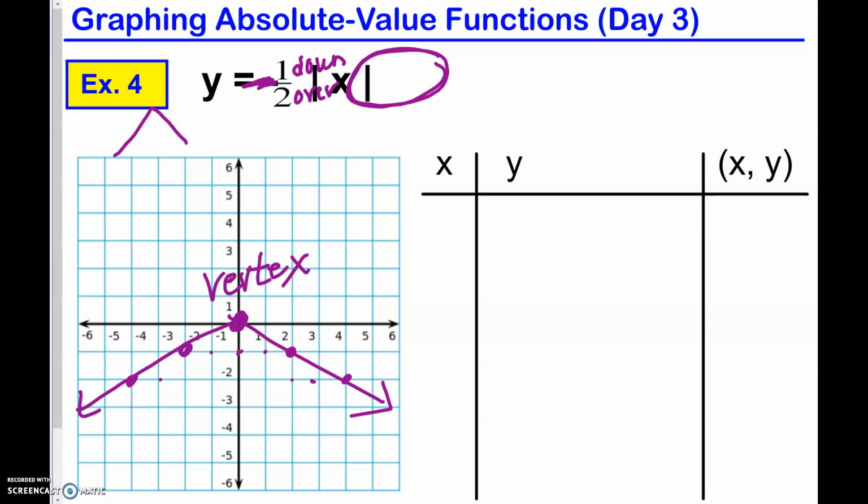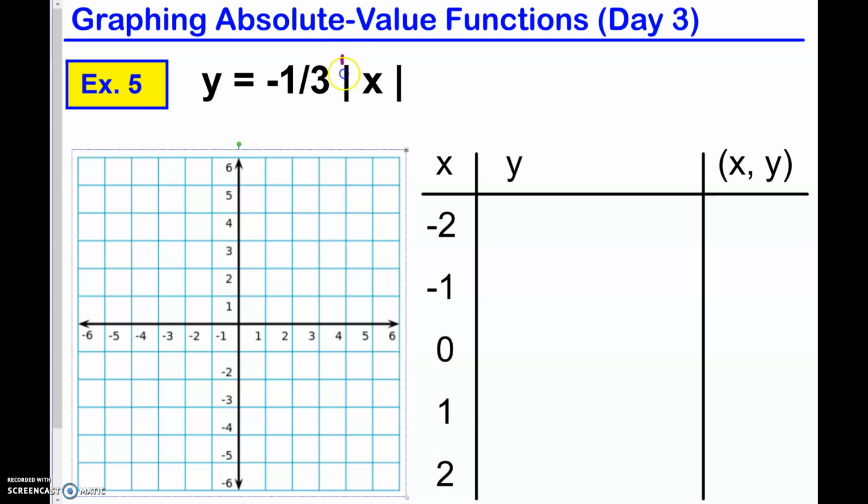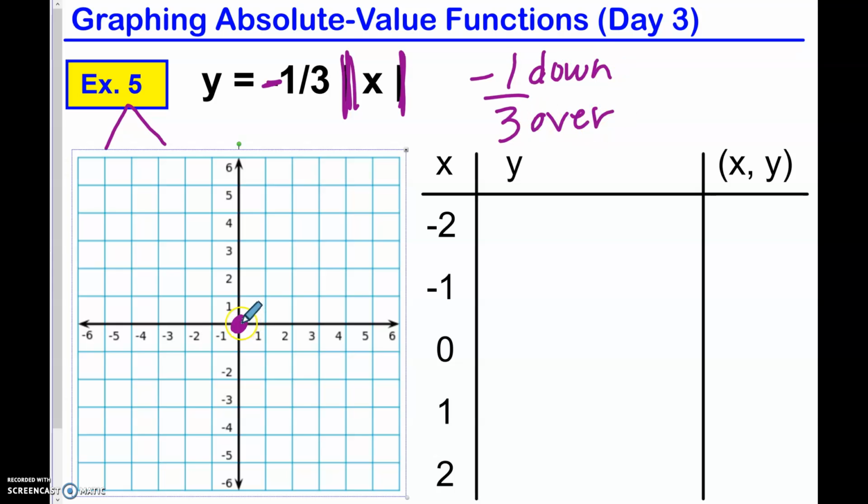All right, let's try the next one. So again, we have absolute value. There's nothing after it, so that's telling me my vertex is going to be here at 0, 0. This is a negative. That negative tells me my V opens down. So now with this being a -1/3, this means I'm going to go down 1 over 3. So from my vertex, down 1 over 3, down 1 over 3. Make sure you go both directions.